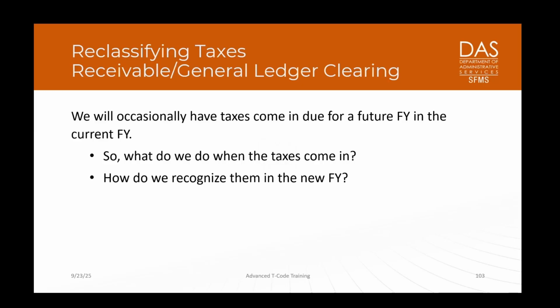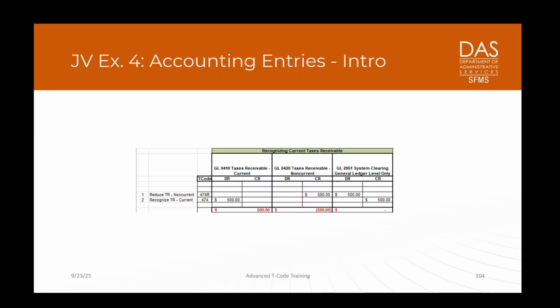Now let's go back. We will occasionally have taxes coming due for a future fiscal year in the current fiscal year. So what do we do when the taxes come in, and how do we recognize them in the new fiscal year? These are very important entries. Thank you, Amber. Have you seen this entry before? This is fun because it looks so odd.